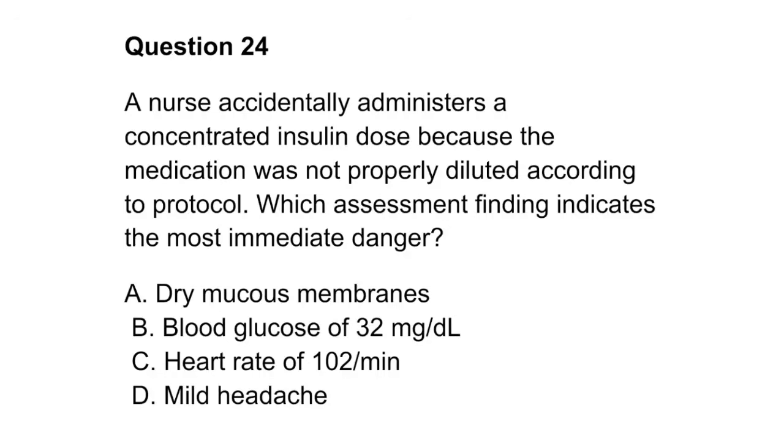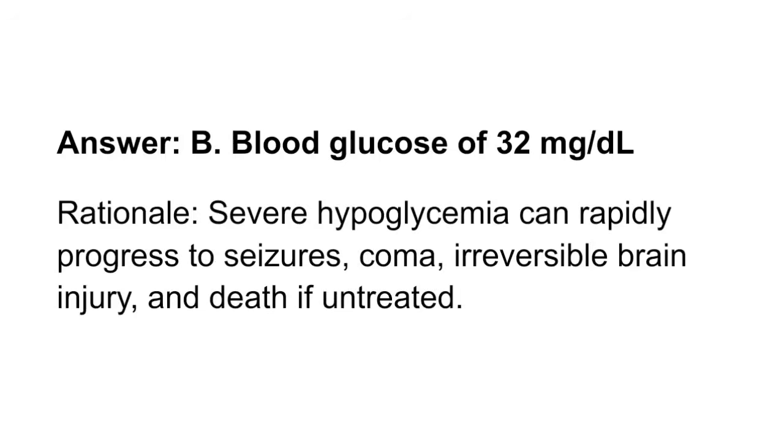A. Dry mucous membranes. B. Blood glucose of 32 mg per deciliter. C. Heart rate of 102 per minute. D. Mild headache. Answer: B. Blood glucose of 32 mg per deciliter. Rationale: severe hypoglycemia can rapidly progress to seizures, coma, irreversible brain injury, and death if untreated.